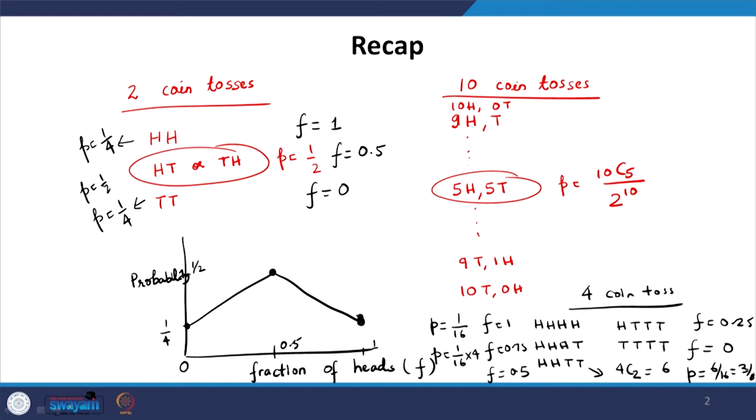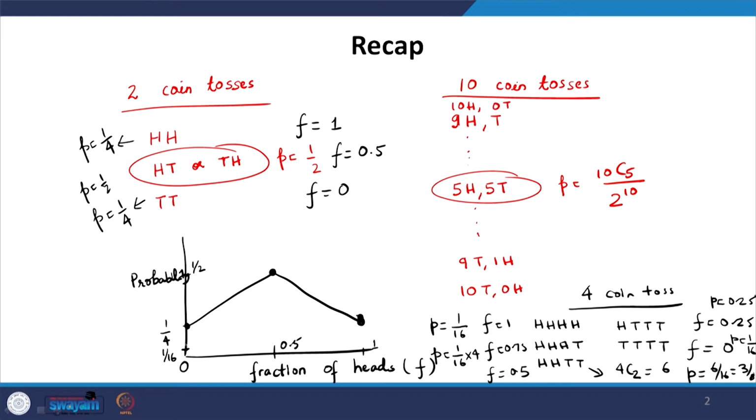0.25, the probability you can find will be same as f equal to 0.75, and that is 1 by 4, 0.25, and the last one will be again 1 by 16. Okay. And let us say I plot this for 4 tosses. So, for f equal to 0 and 1, the numbers are much lesser. They start from 1 by 16.